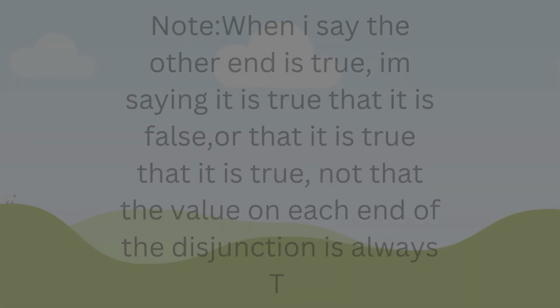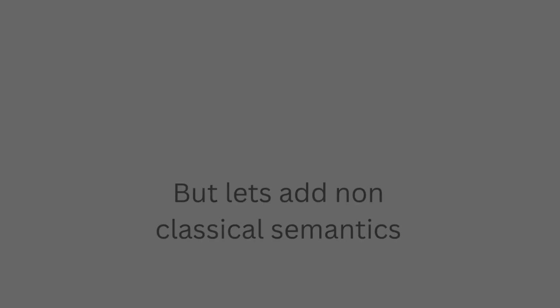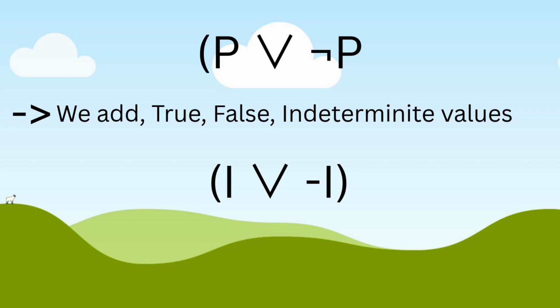So what would happen if we use LEM without bivalence? We write LEM there, P disjunction negation P, but then we add on a non-classical semantics. So we allow for indeterminate values. We add true, false, but then we add a third value. So we have a three-value system here. Now, what is this saying here?